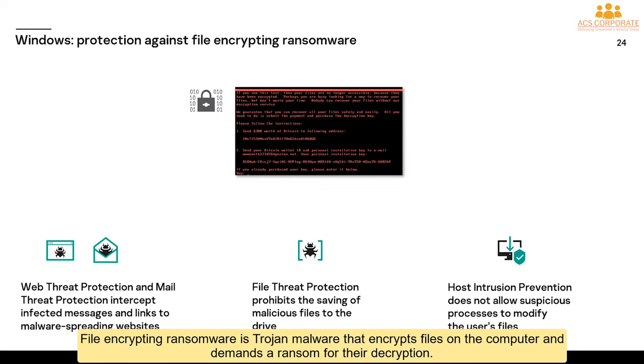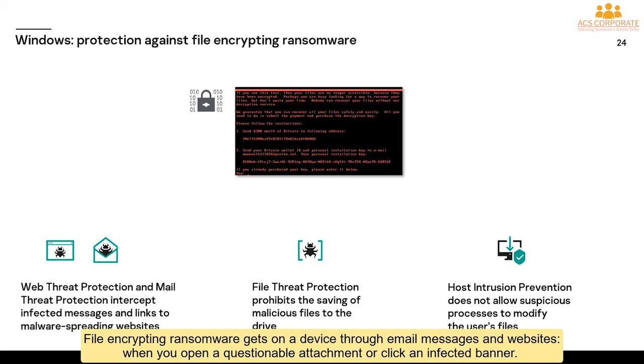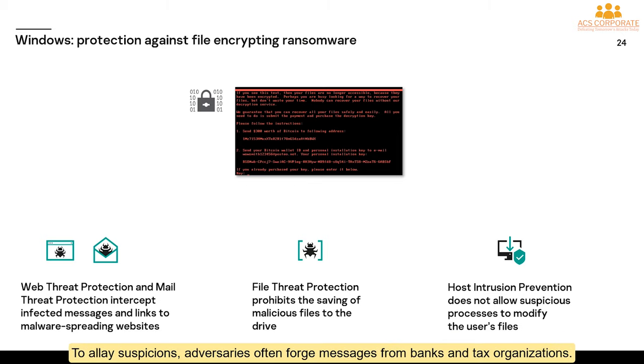File encrypting ransomware is Trojan malware that encrypts files on the computer and demands a ransom for their decryption. File encrypting ransomware gets on a device through email messages and websites, when you open a questionable attachment or click an infected banner. To allay suspicions, adversaries often forge messages from banks and tax organizations.